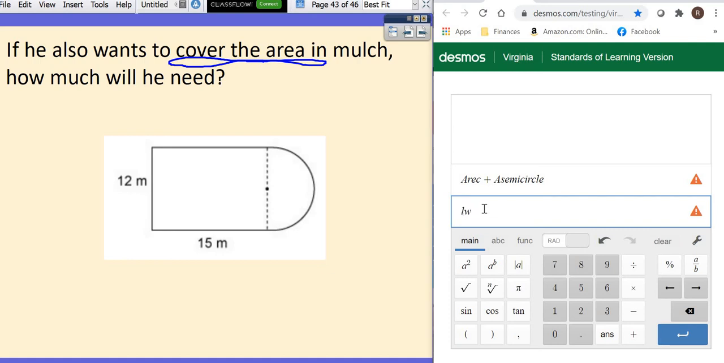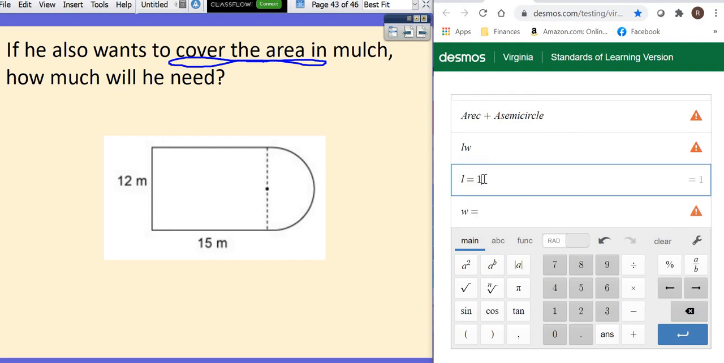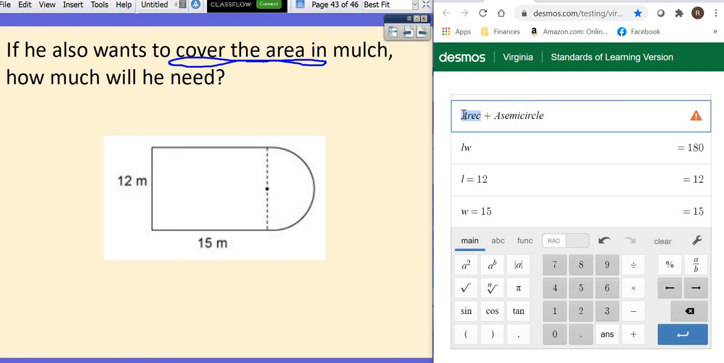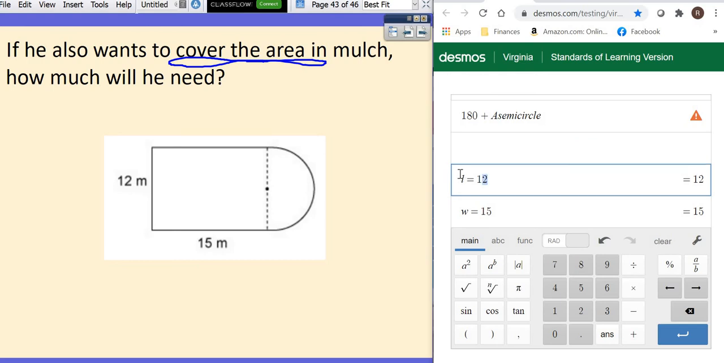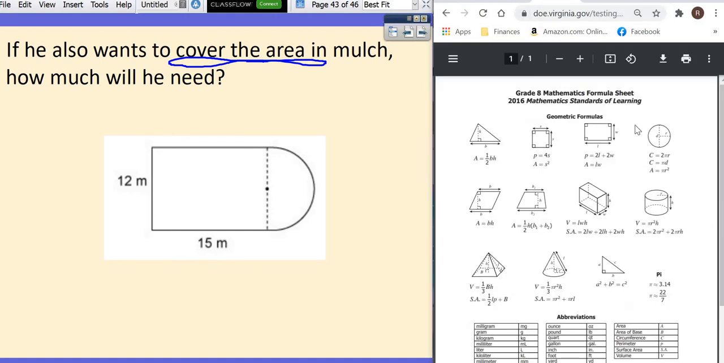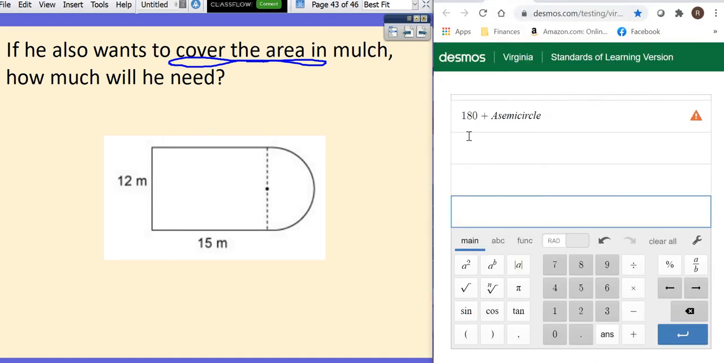So I'm going to find my area of a rectangle. I'm going to have to tell it what my length and width are, and I'm going to put those here. My length is 12. My width is 15. So my whole area of my rectangle is 180. So I'm going to come up here and type 180 in the space of that. I know I already found that. Now I have to find the area of my semicircle. So I'm going to come to my formula sheet. Area of a circle is pi r squared. So when I put it in Desmos, I'm going to put in 1/2.